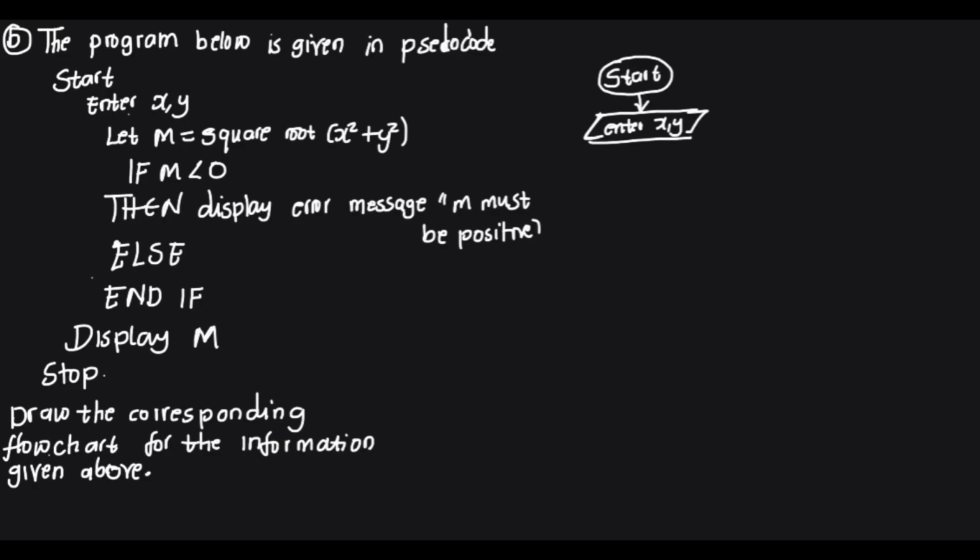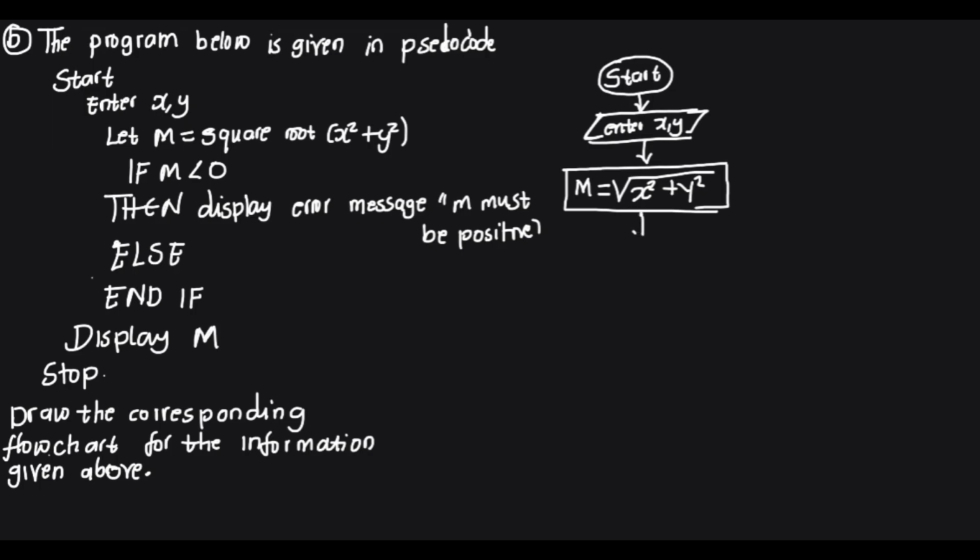Then after enter, let's look at what followed. It's the formula we have been given: let m is equal to square root of x squared plus y squared. So this is the process, and to show a process you need to write a rectangle. So the rectangle is what will come here. We say m is equal to, then for square root we can write the square root symbol here, then inside we have x squared plus y squared. So this is our formula. We are assuming that we've entered x and y. We don't know what those values are, but we've entered these values x and y.